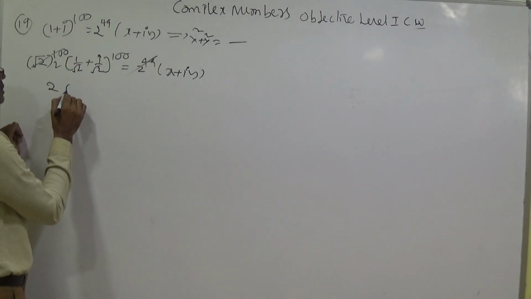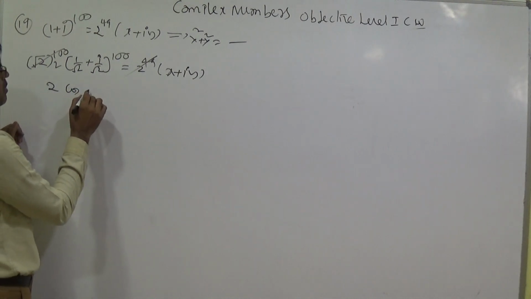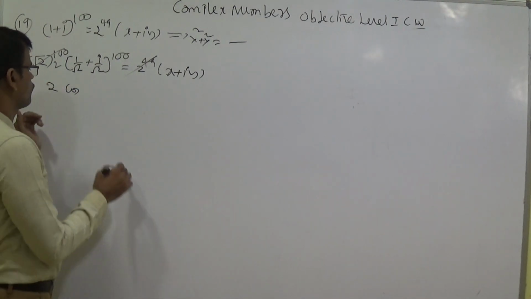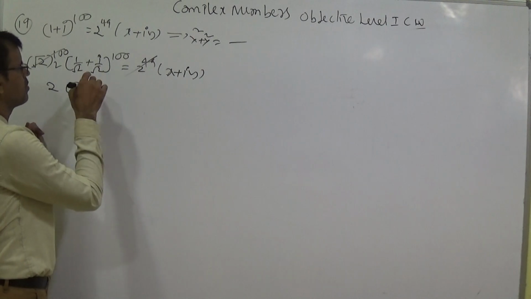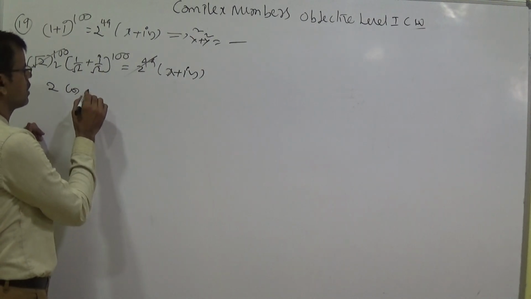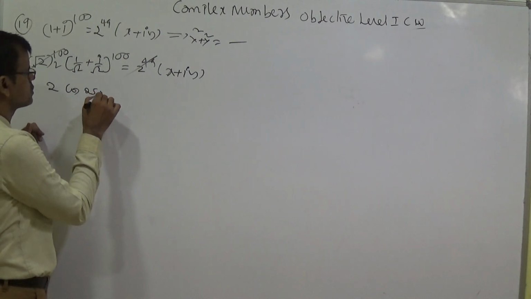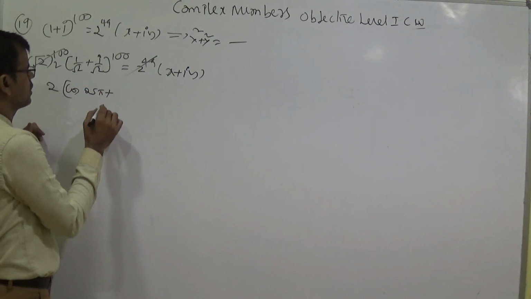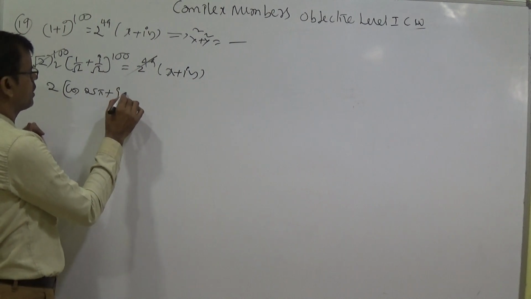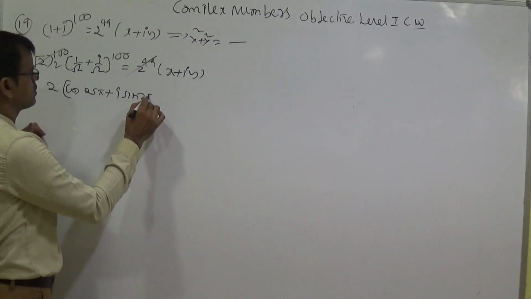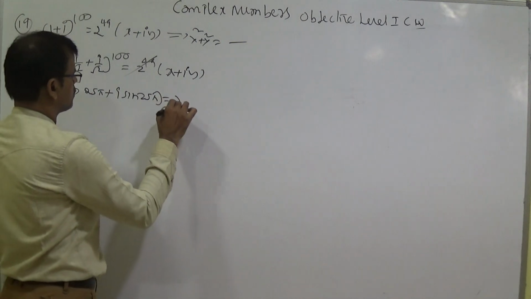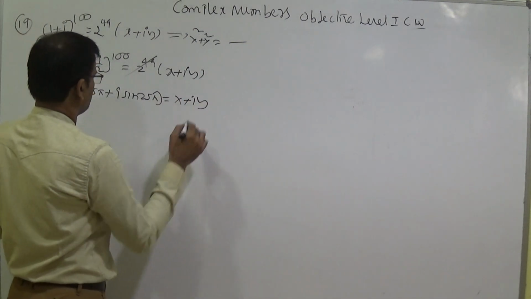2 into this can be understood as cos pi by 4 plus i sin pi by 4. Cos pi by 4 into 100. So cos 100 pi by 4. 100 pi by 4 becomes 25 pi. 2 into here cos 25 pi plus i sin 25 pi is equal to x plus iy.